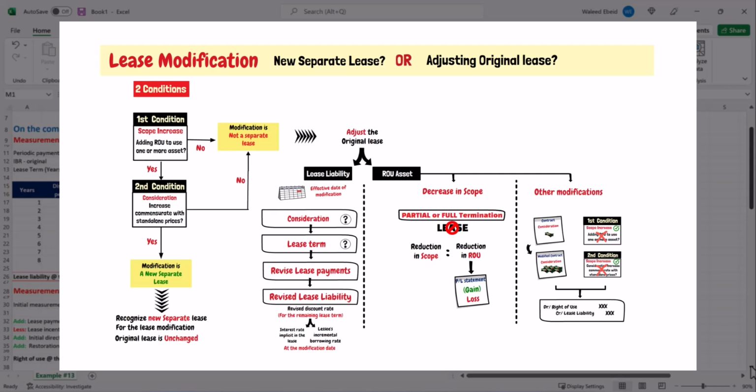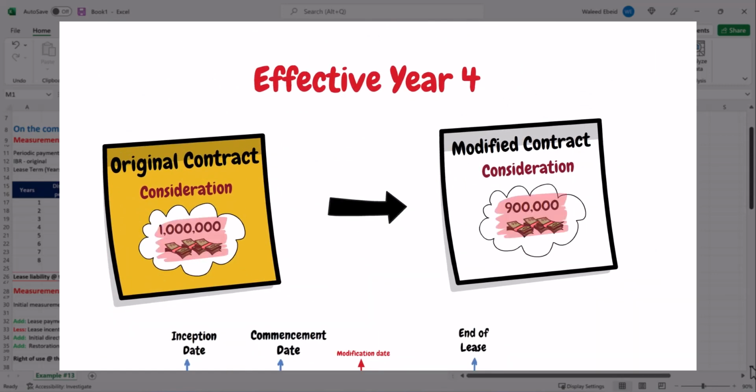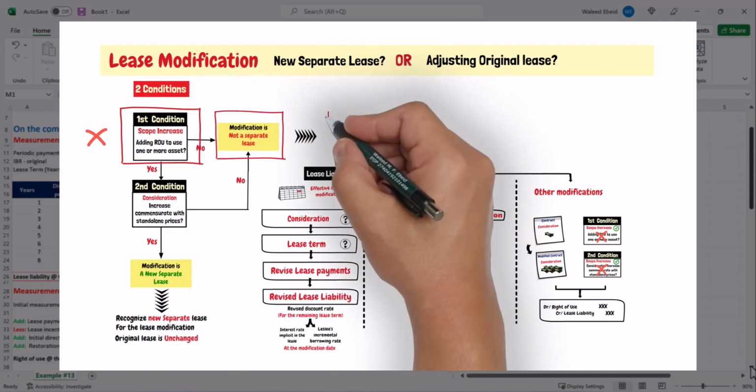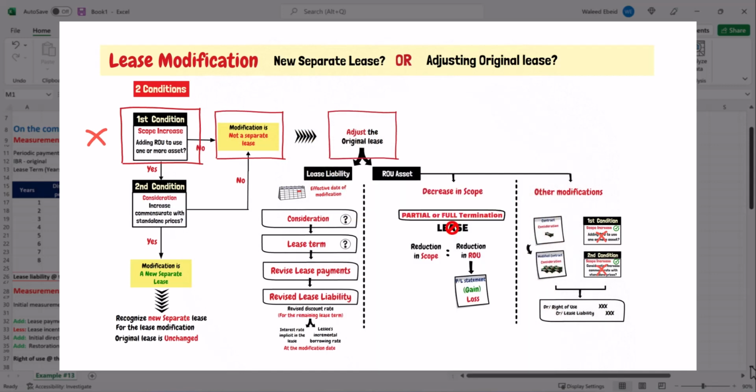The first condition: does the modification increase the scope of the lease by adding a right to use an additional asset? Here in the example, the modification reduces the lease payments, and does not increase the scope of the lease. So, the first condition is not satisfied, and the modification is accounted for by adjusting the original lease, and not as a separate lease. This is done by computing the revised lease liability for the modification, which is the present value of the revised lease payments, over the remaining years in the revised lease term, using the revised discount rate at the date of modification.